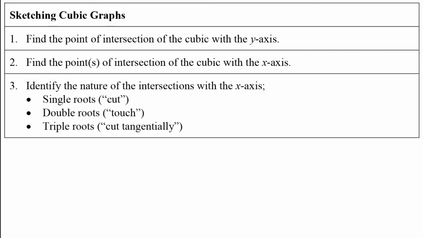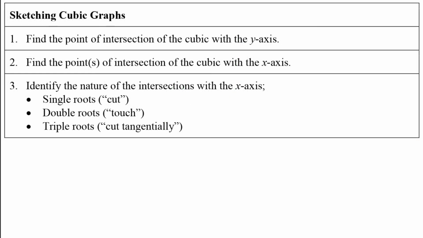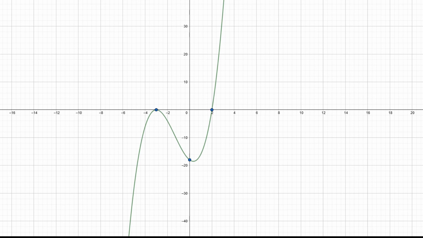We also have to identify the nature of the intersections with the x-axis, since there are several ways in which this can happen. If we have single roots which are not repeated in a factorisation of the cubic, then the curve will cut through the x-axis at those points. This was one of our examples when that happened. Each of the intersection points were roots which occurred only once in the factorisation. If we have double roots, ones which are repeated twice in a factorisation, then the cubic will touch the x-axis at that point. Here was an example of that, where the root x equals negative 3 occurred twice in our factorisation.